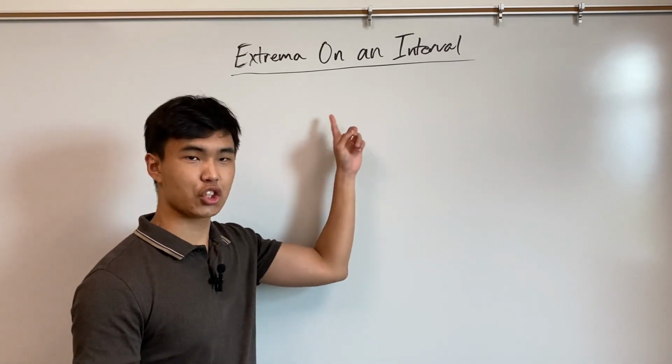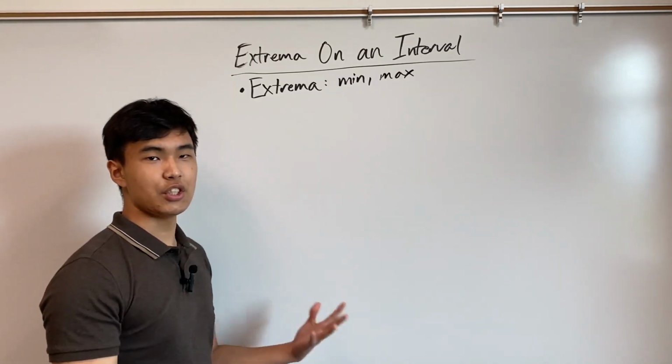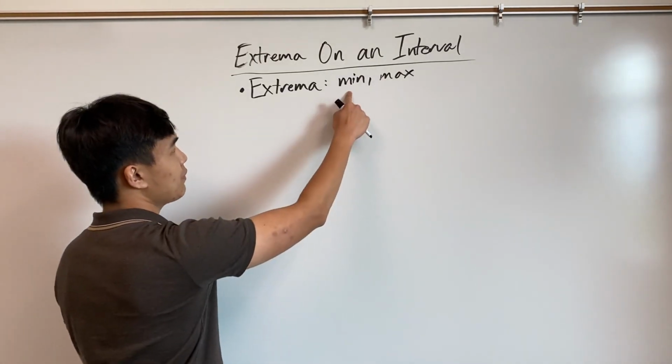Today we're going to talk about finding extrema on an interval. Before we go about finding them, we're going to define what they are first. So there's two kinds of extrema that you'll find on a graph, minima and maxima.